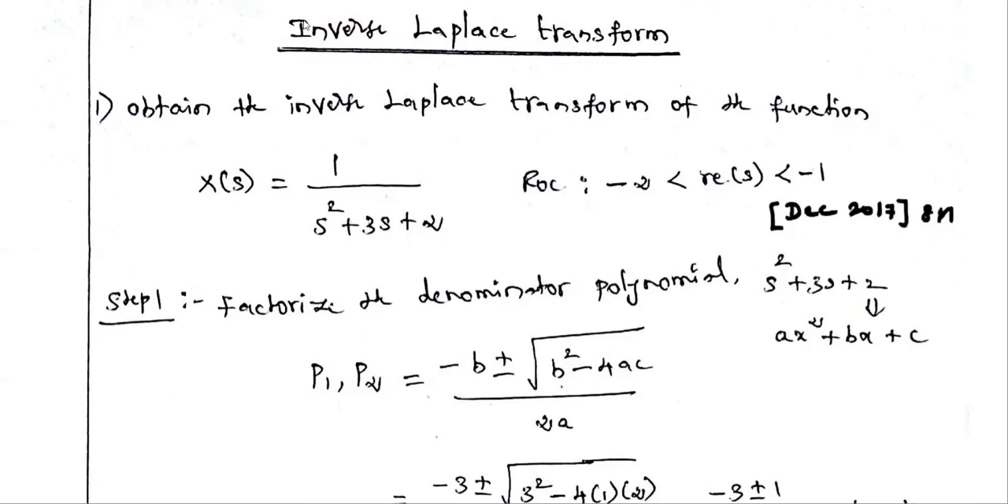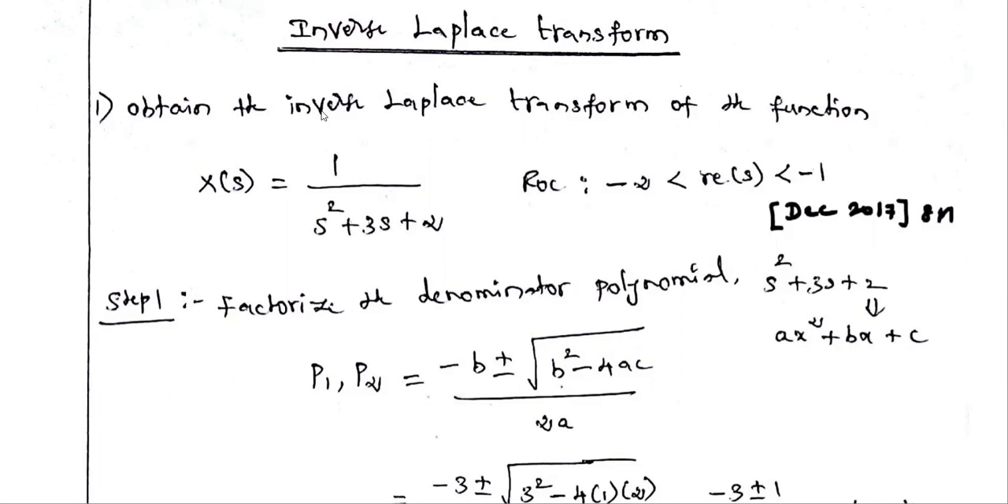Today's video we are going to solve the inverse Laplace transform problem. Using the inverse Laplace transform, we are going to calculate the time domain signal x of t from the Laplace domain signal x of s. The first question: obtain the inverse Laplace transform of the function x of s equal to 1 divided by s squared plus 3s plus 2, for the ROC where the real part of s is in between -2 and -1.